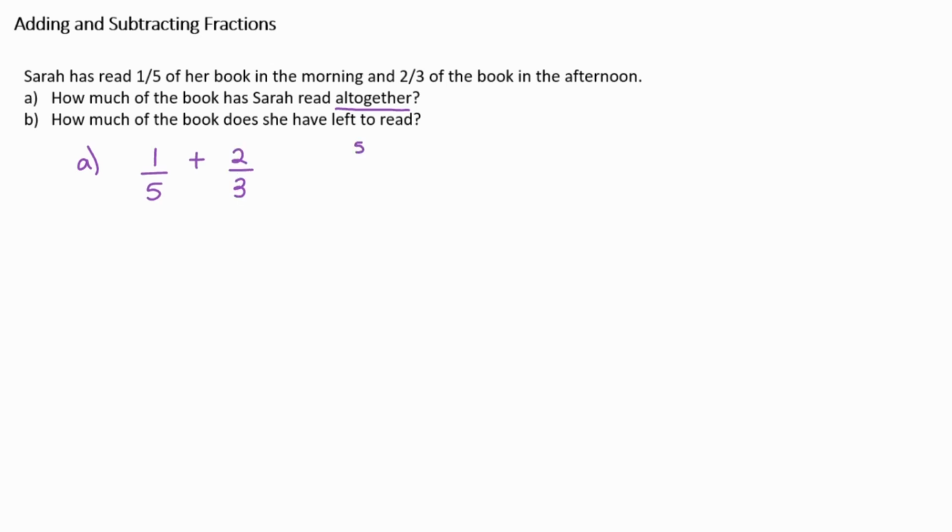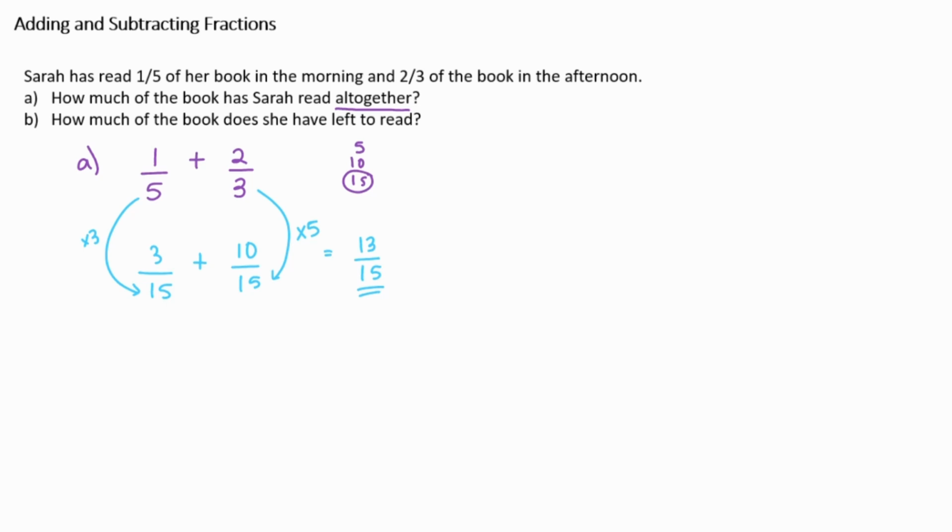which is what she read in the afternoon. So we're going to find the lowest common multiple of 5 and 3, and that is going to be 15. So we're going to make the denominators both over 15. In order to make 5 into 15, we have multiplied by 3. So we're going to do 1 times 3, which is 3. In order to make 3 into 5, we have multiplied by 5. So we are going to do 2 times 5, which gives us 10. If we add that, we now get 13 over 15. And 13 over 15 is how much of the book she has read altogether.